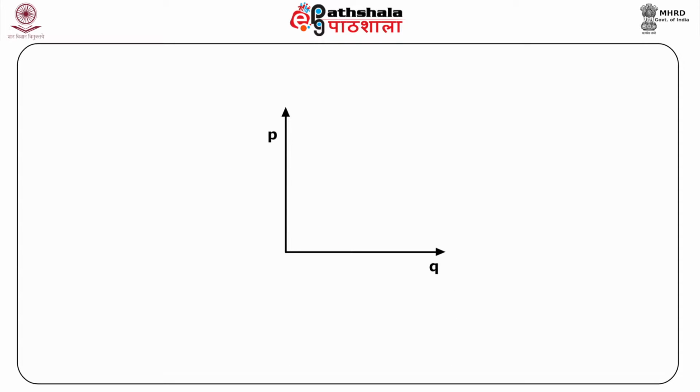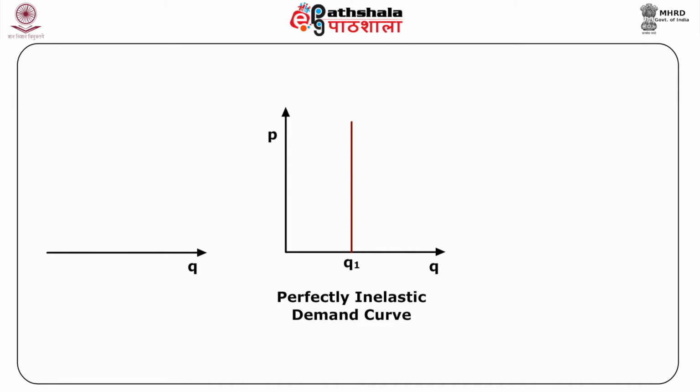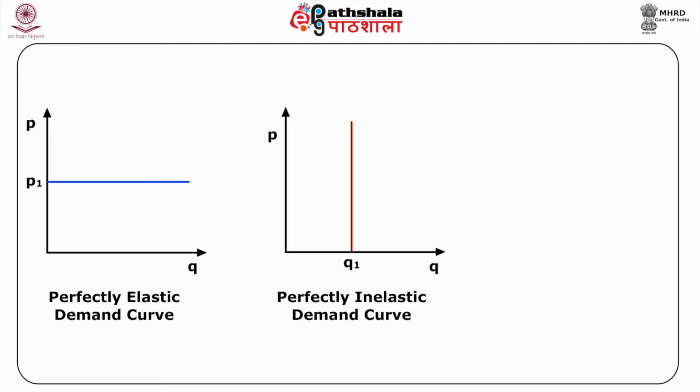As we have seen above, elasticity depends upon the slope of the demand curve. This can be demonstrated in the following cases. When we have a perfectly vertical demand curve, quantity demanded remains exactly the same, regardless of the price. This type of demand curve is called a perfectly inelastic demand curve. A perfectly horizontal demand curve indicates that consumers are willing to consume any quantity demanded, but only at a certain price. In this case, owing to the slope of the curve, the value of elasticity is infinitely large, and this type of demand curve is called a perfectly elastic demand curve.